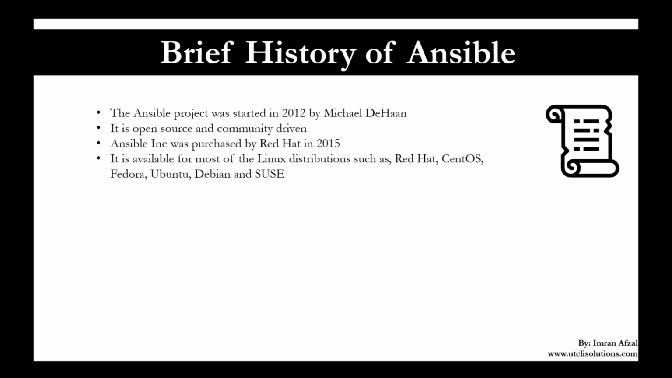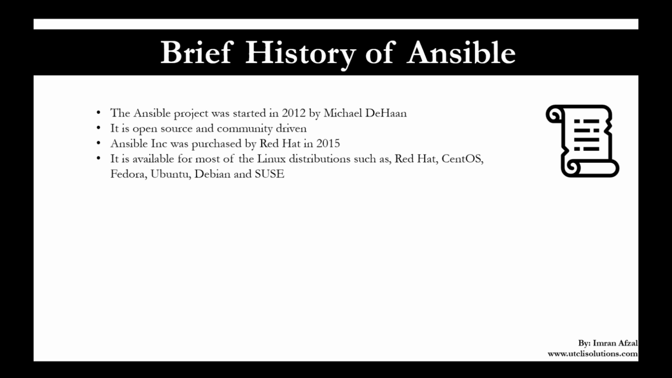It is available for most of the Linux distributions, such as Red Hat, CentOS, Fedora, Ubuntu, Debian, and SUSE. Now, the Ansible engine itself can only be installed on Linux systems. You cannot install it on Windows servers. However, you could manage and automate Windows system tasks using Ansible.